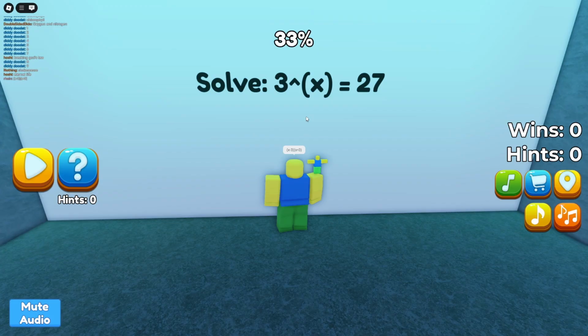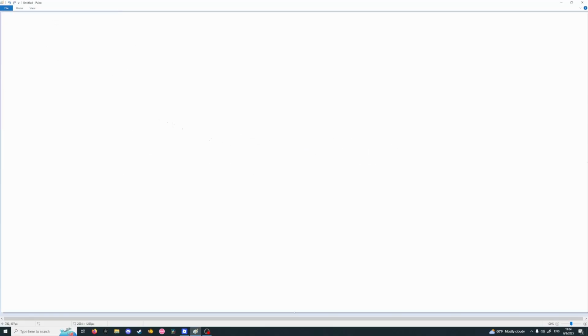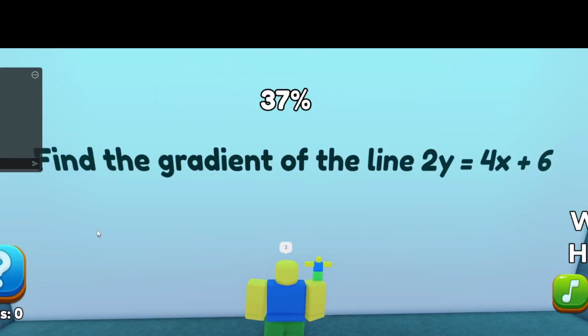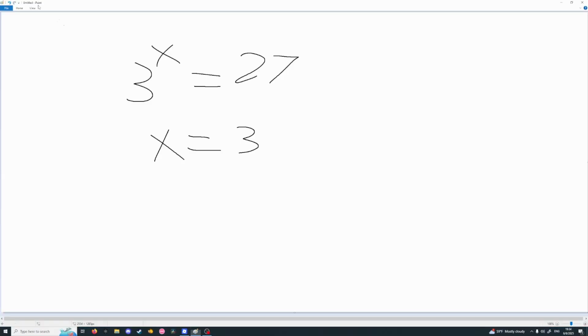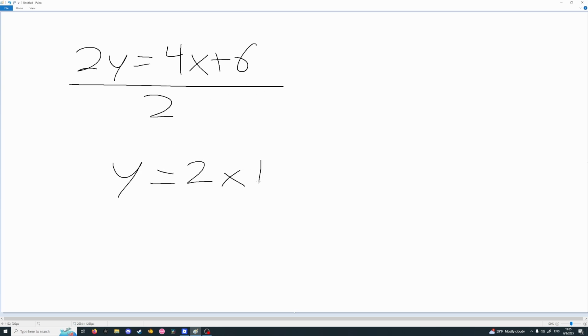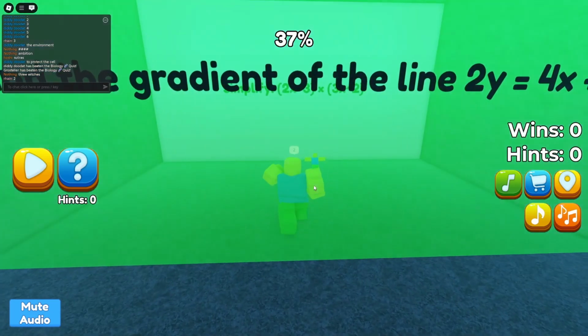3 to the power of x equals 27. Well, this one's pretty simple, so we don't have to use logarithms for it. It's just 3, if you know, you know. What's the gradient? In my school, we never use the word gradient, but I'm pretty sure that just means slope. So we divide it all by 2 here, so we get y equals 2x plus 3. So then it's just 2. Okay.